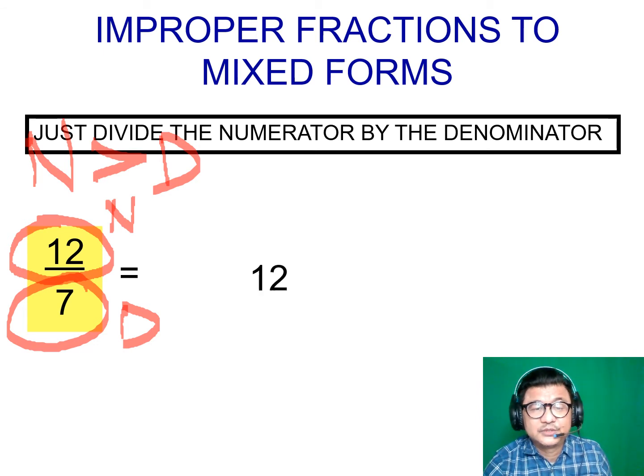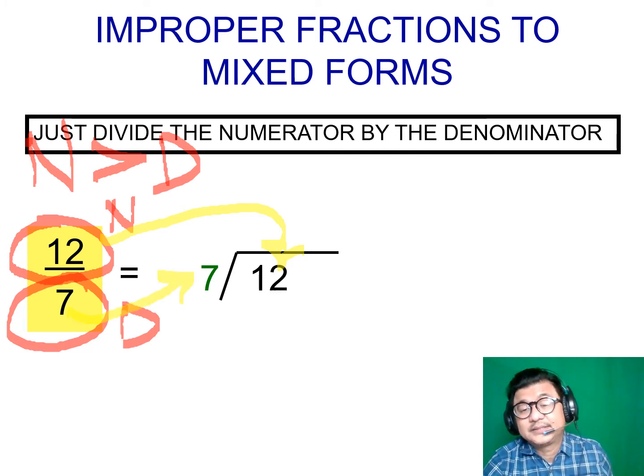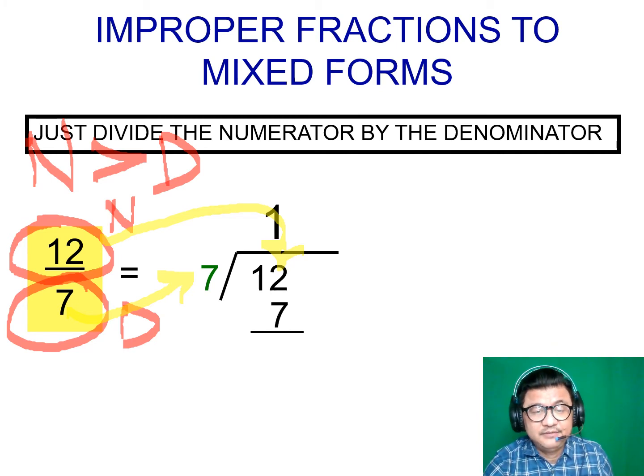The 12 goes in. The one on top goes in. Remember that. The one on top goes inside. Okay, and then the one at the bottom is the divisor. It's the one outside. So how many sevens can I get in 12? I can get 1. So be sure that 1 is a big number, okay? It's a whole number. 1 times 7 is 7. Then you could subtract. You'll get a remainder of 5.